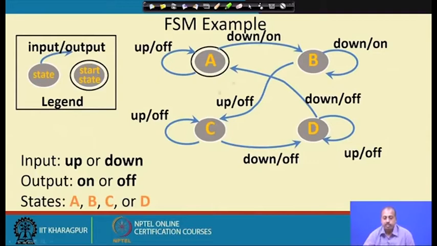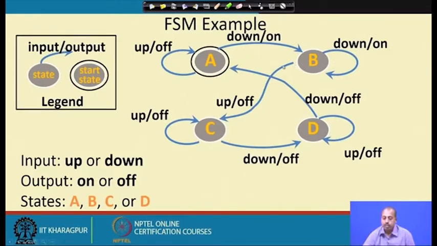When the system is in state A, if you press the switch in the upward direction, then the light should be off. As long as the switch is kept in the up position, the light is kept off, and the system remains in state A. If you take the switch down, then the light is turned on, and the system makes a transition to state B, and as long as the switch is in down position, it will remain in state B and the light will be turned on.